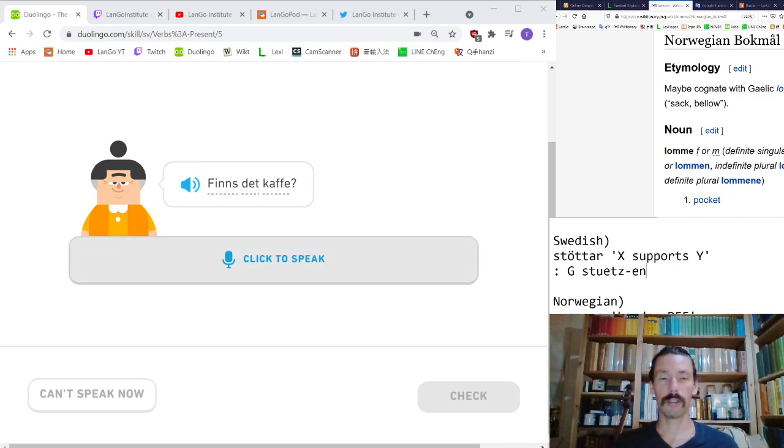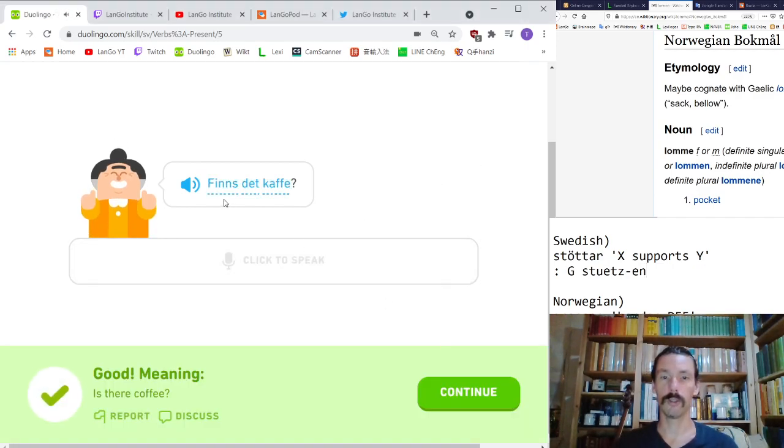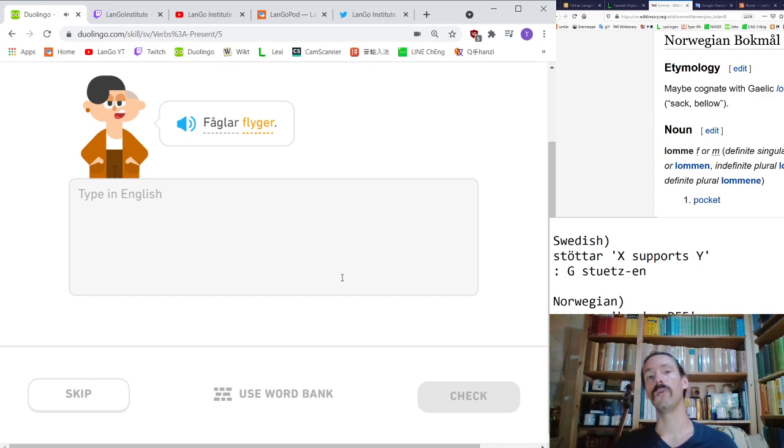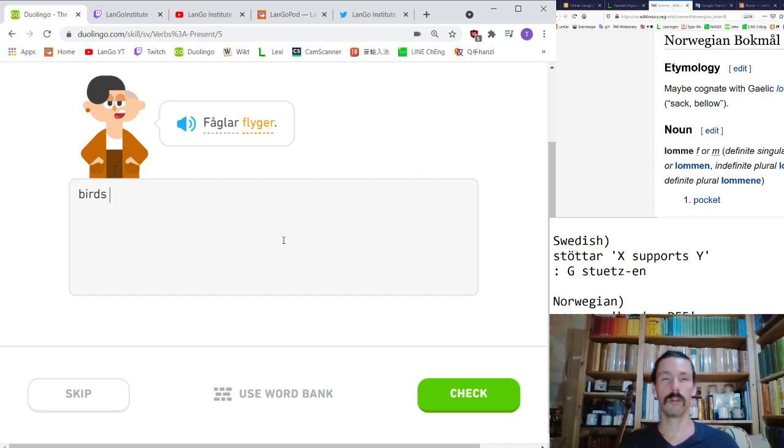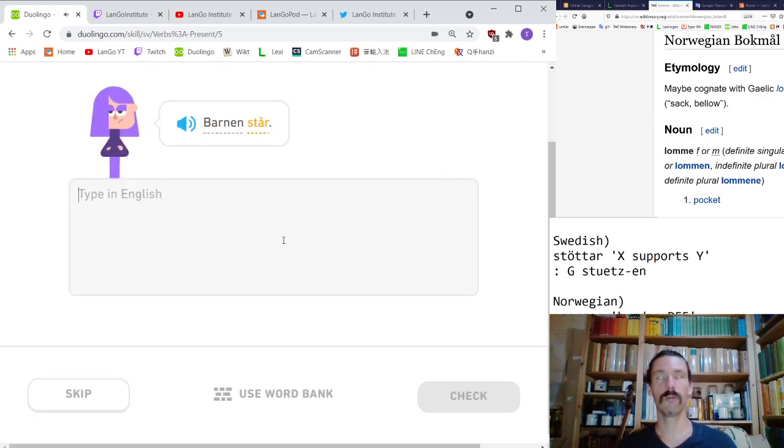Finns det kaffe? So it looks like the country, the ethnonym Finn, but no connection there. Fåglar flyger. Birds fly. And it's not definite, just the indefinite plural. Just that marker carries only that value of plural, not the suffix ar. Carries only the meaning plural, not definite. Flyger. Fly. Barnen står. This is plural, definite, children. So similar to the ene ending of Norwegian, are standing.